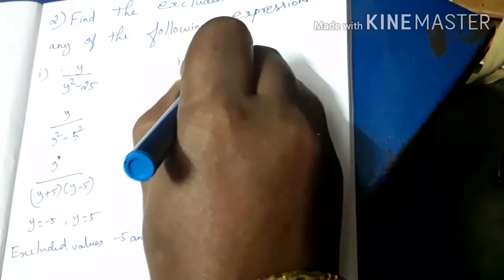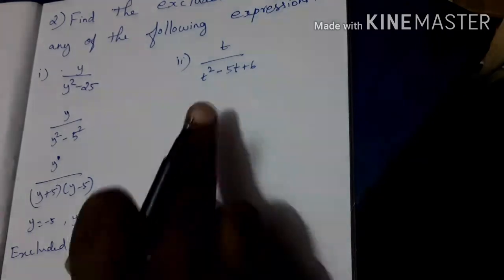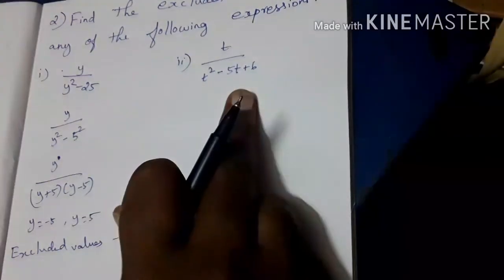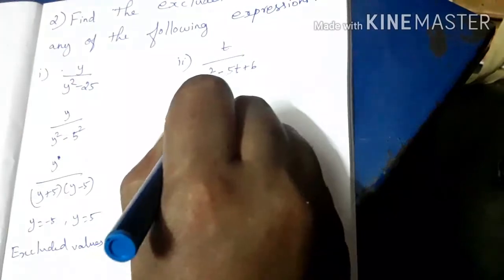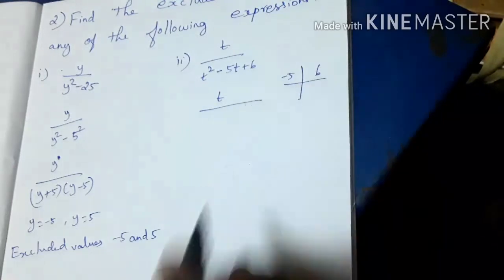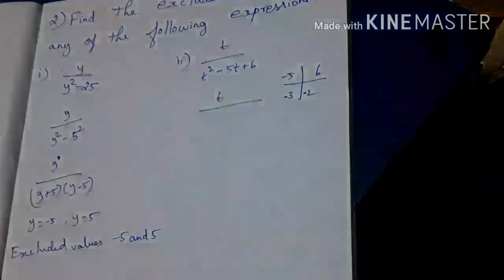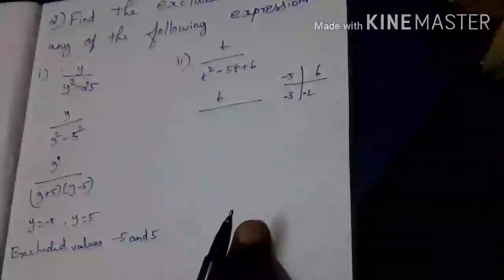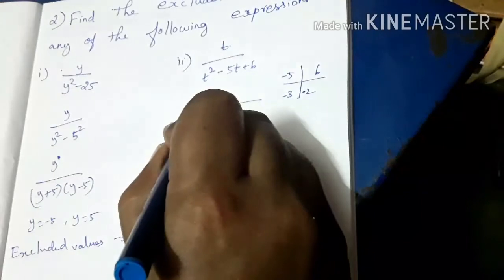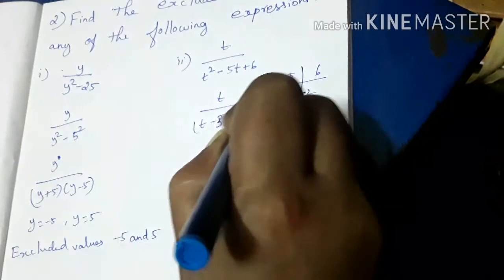See the second question. It is t divided by t squared minus 5t plus 6. Here we can't use the formula, we use the factorization method. So t divided by, you have to factorize. If we multiply, we want 6, and add, we want minus 5. So 3 twos are 6, so minus 3 and minus 2, because adding minus 3 and minus 2 we get minus 5. So the factorization is t minus 3, t minus 2.